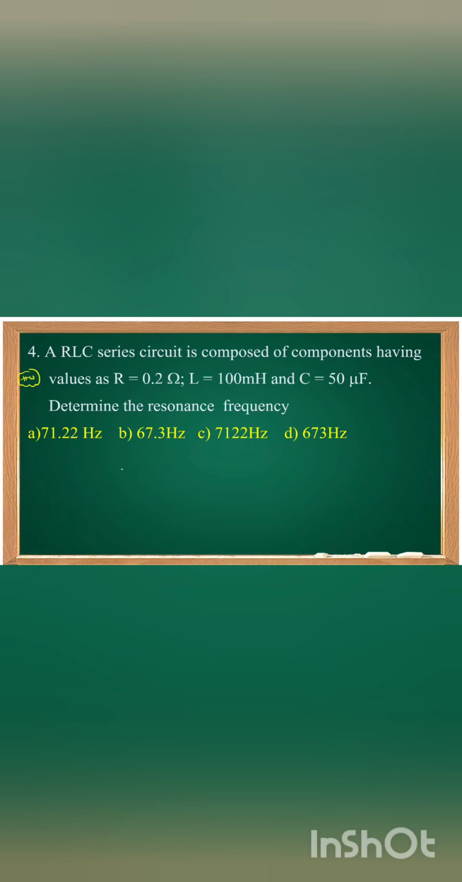What is the formula for resonance frequency, friends? The resonance frequency f naught equals 1 by 2 pi root LC. Try this formula. Substitute the L and C values. Check what answer you get. This I'm leaving for you. Do that.